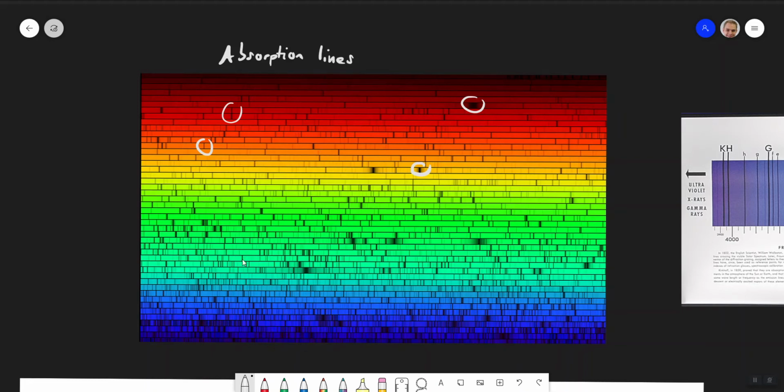So we see the whole spectrum we would expect, but with these little lines. Okay, and this represents elements. So they can tell us the elements in the outer layer of a star. Okay, and these lines are on every single star.